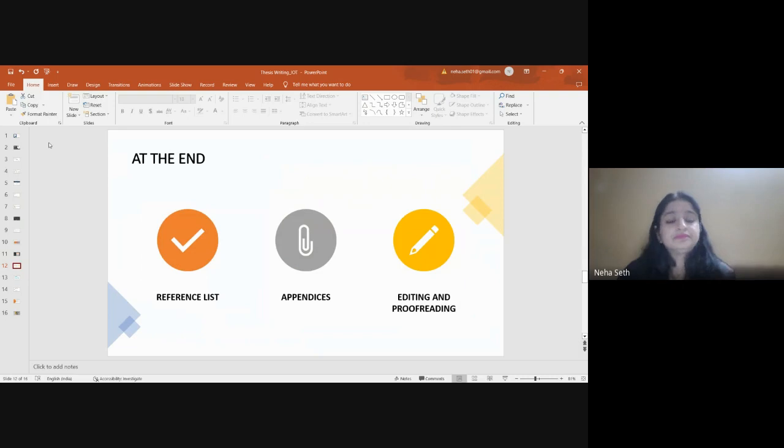Okay, now once you are done with the various chapters in your thesis, the next thing is the ending pages. Like we have beginning pages, we have ending pages as well, wherein we include one reference list, a few appendices, and one thing that we should not forget, a proper editing and proofreading of our thesis.